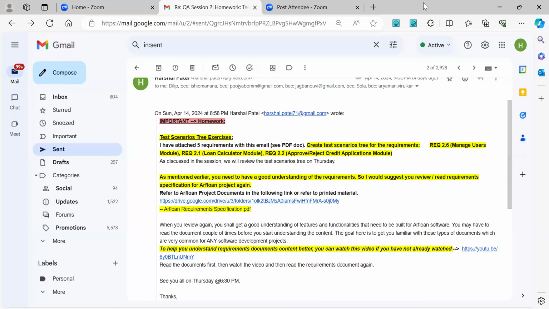What do you say we should do again? Take a picture and email it to yourself, and then you will be able to share the screen, basically that picture, and discuss what you came up with for the homework. You had 3 requirements, so you should have come up with test scenarios for those.